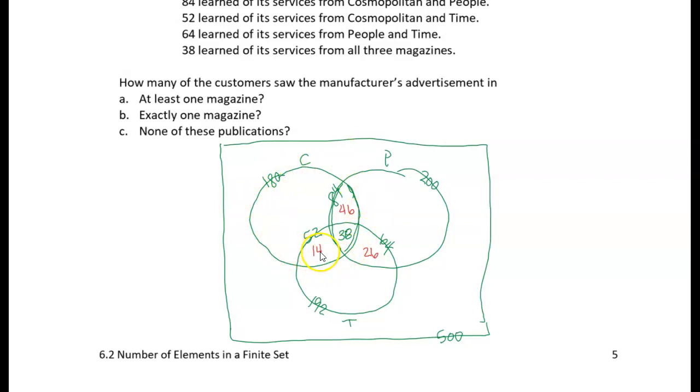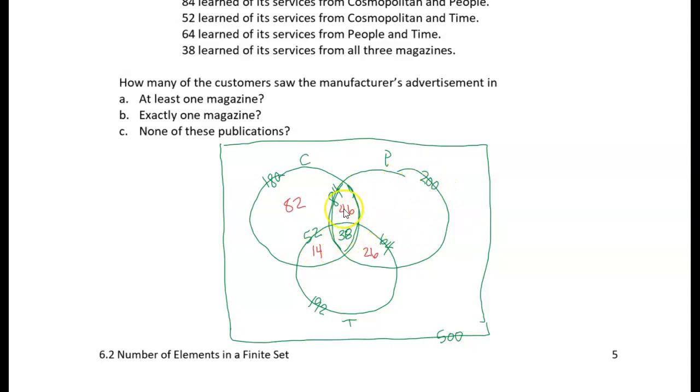The number of people who learn from Cosmopolitan has to add up to 180, and we've already got a number of people represented. If we add up 46 and 38 and 14, okay, so let's see, what is that? 40, 52, 52, 98, 98, I think. 98, we subtract that from 180, we get 82. Okay, you can check my math if you want to, but I'm just basically taking the 180 and subtracting all of the regions that we have already accounted for. And we just keep working our way around.